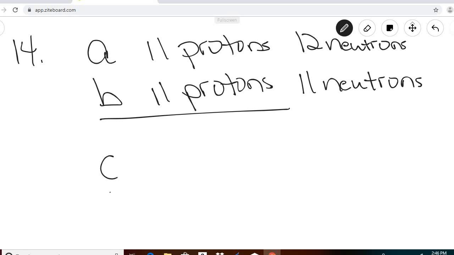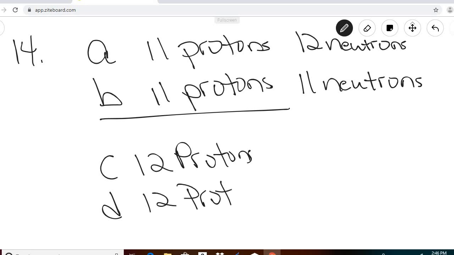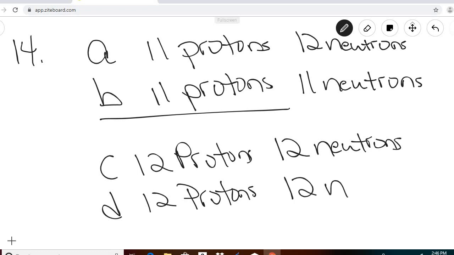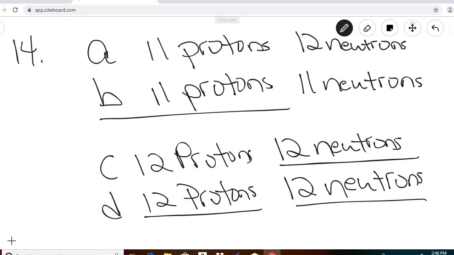C and D each have 12 protons. But they also have the same number of neutrons. They each have 12 neutrons. Okay, so they are not isotopes of each other. In fact, they are the same. They would be the same element because they have the same number of protons, but they're not isotopes because they have the same number of neutrons. And isotopes have the same number of protons, but different numbers of neutrons. Okay, that is it for the additional practice problems for Chapter 2.